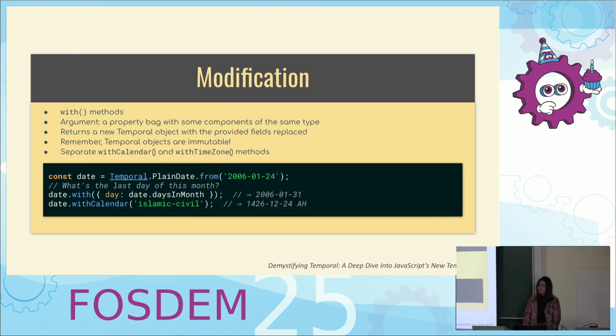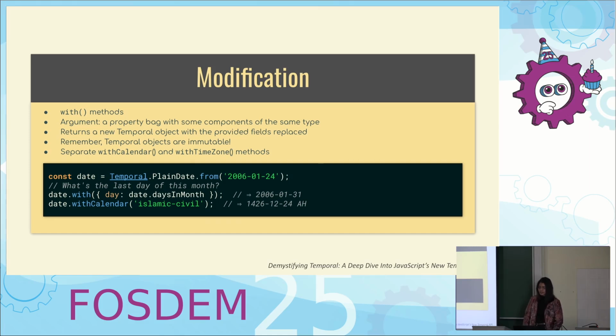Now moving on to modification. We have with methods for every temporal type, which can be used to modify temporal objects. And temporal objects are immutable. Yes, I talked about that a bit earlier. But you can get a new temporal object of the same type with the modified information. So the with method takes an argument, which is a property bag with some components of the same type, whatever you would like to modify, and it returns a new temporal object with the provided fields replaced.